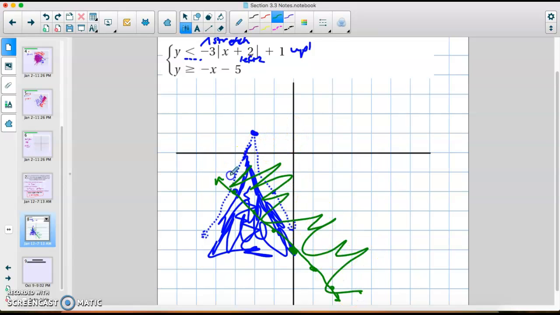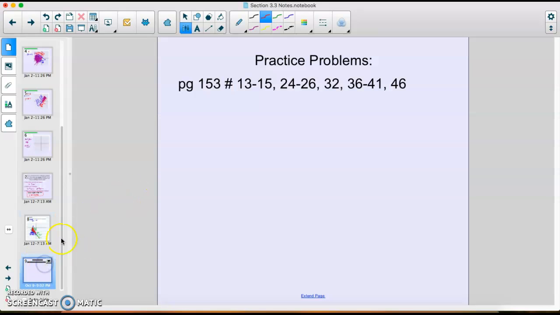Okay, where's our overlap? Our overlap is right in this little nook. That's where the overlap is. All right. So here are your practice problems, and that's section 3.